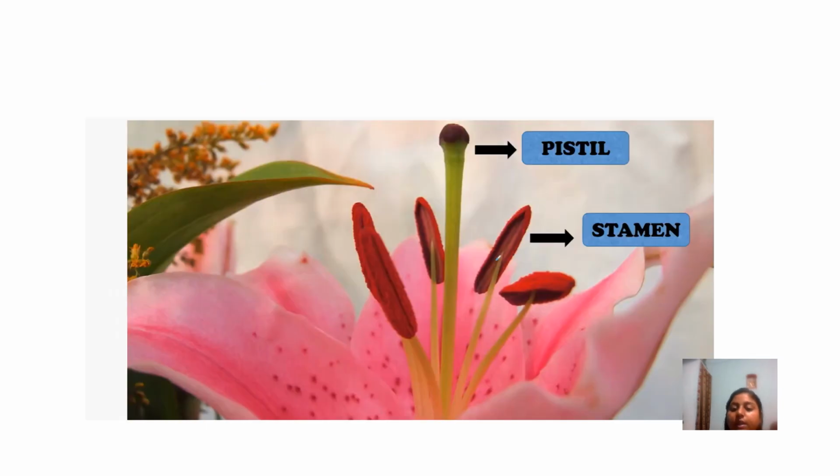Now see here, this is the flower. I already told you that the pistil is the female part and the stamen is the male reproductive part. So see, this one is the pistil, the female reproductive part, and this is the stamen, which is the male reproductive part.